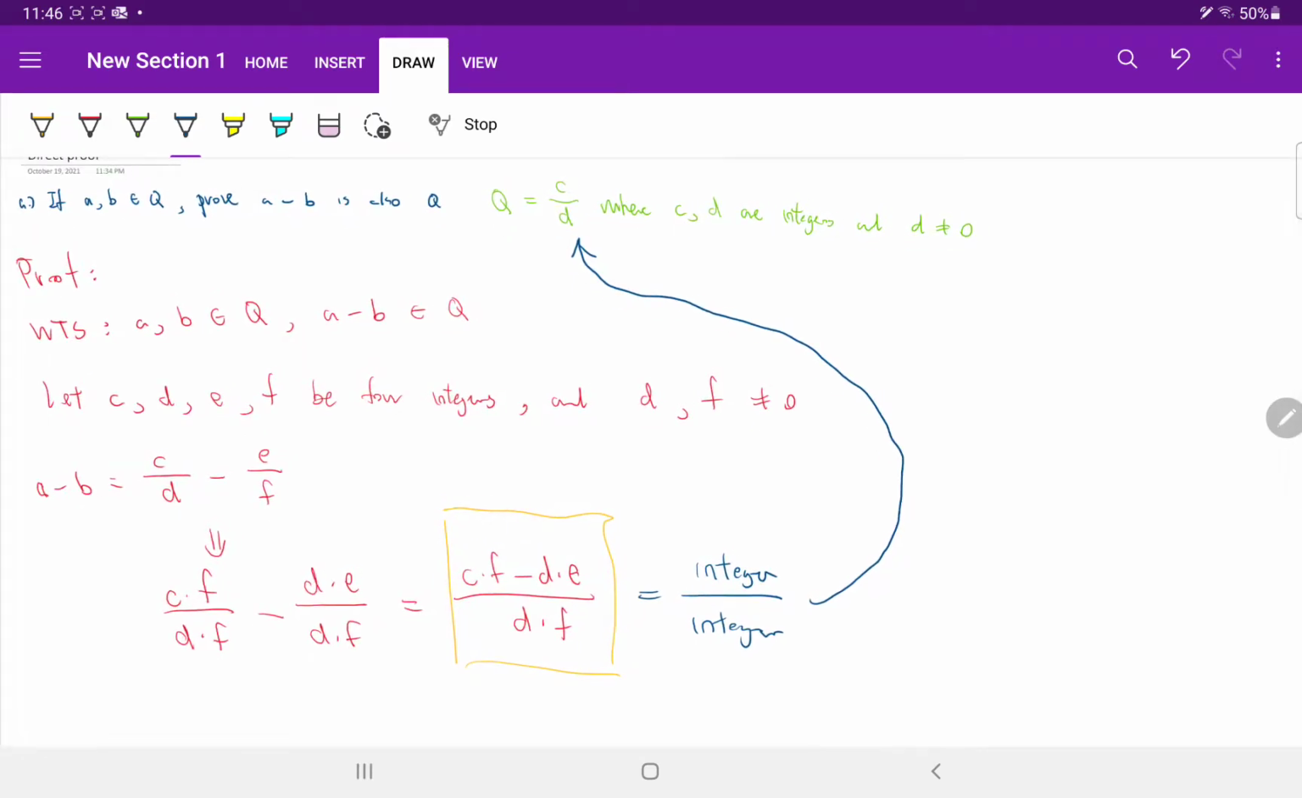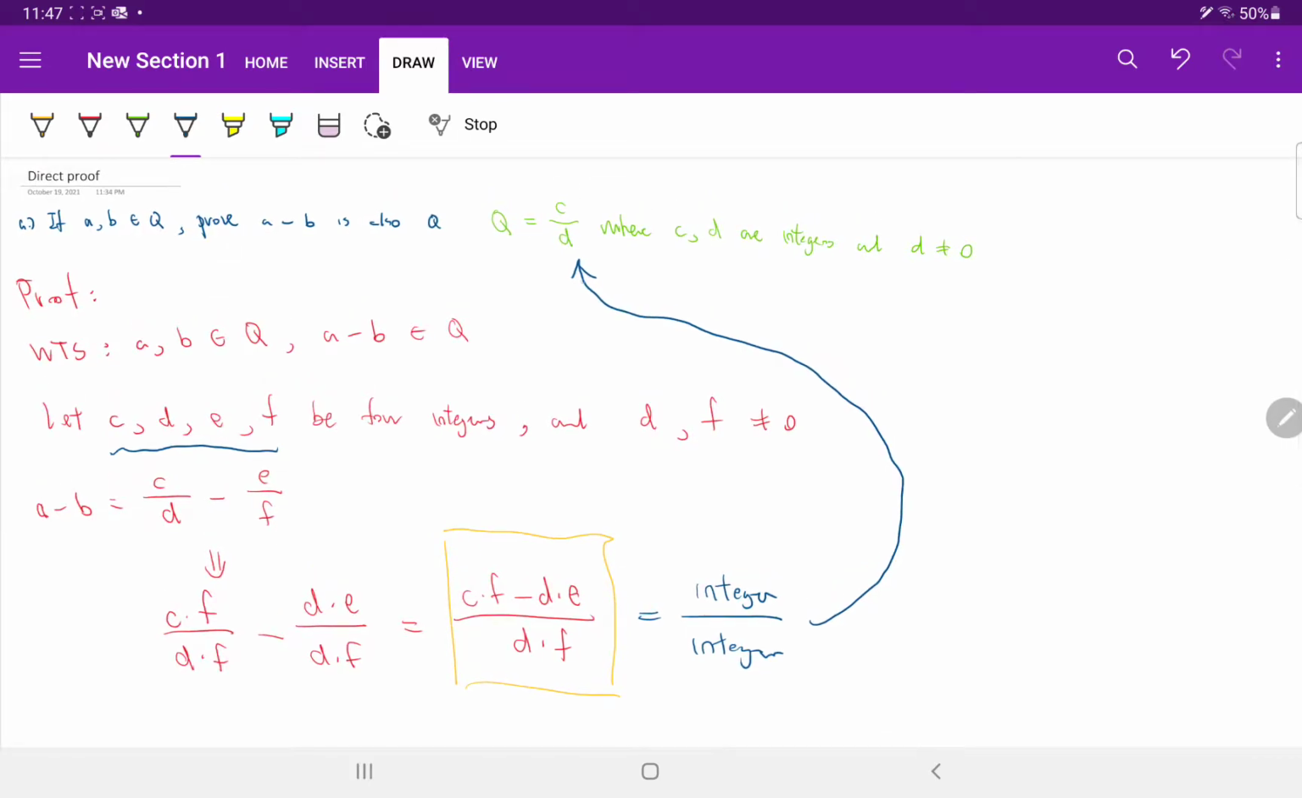Well, you might ask, why is this an integer over an integer? Well, for the top, C, F, D, E, we already assumed in this section that they're all integers. No matter what, if you multiply them, subtract them, and do all the math, they will come out as an integer on the top, and the bottom is an integer times another integer, which will be an integer. So we have the form of an integer over another integer, which satisfies exactly the definition of a rational number, which is an integer over another integer.